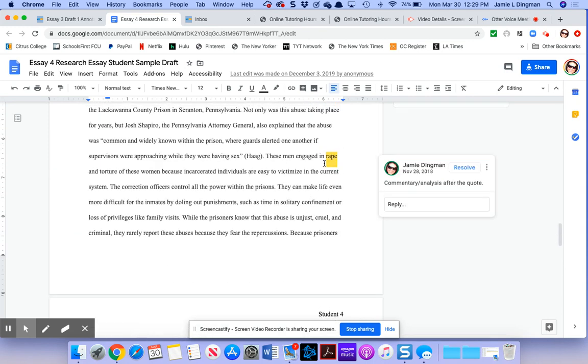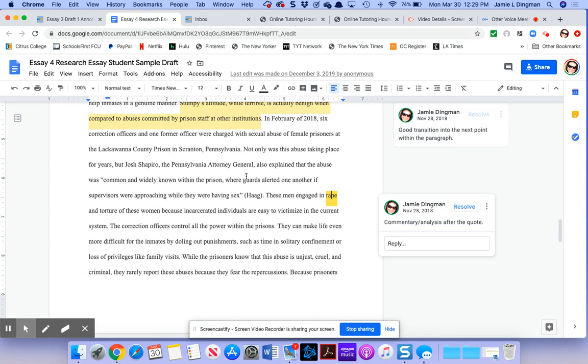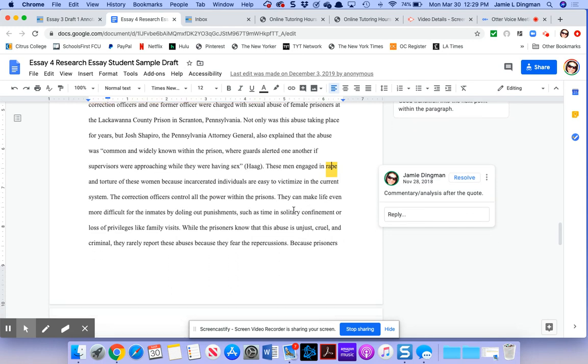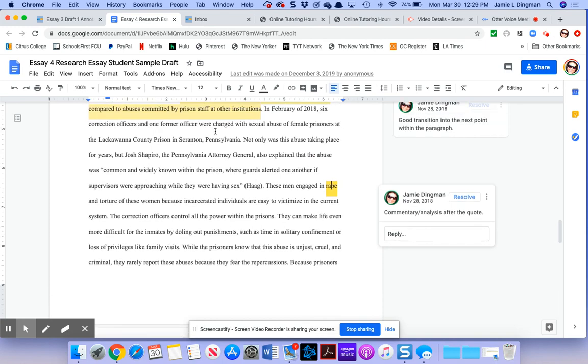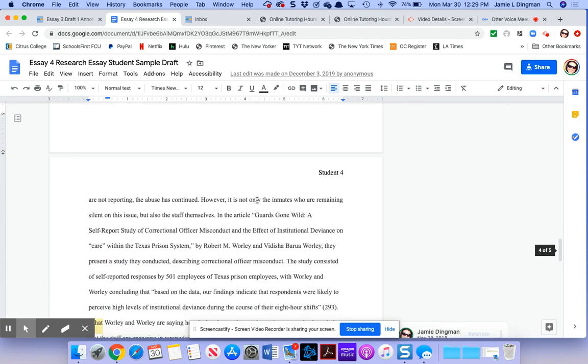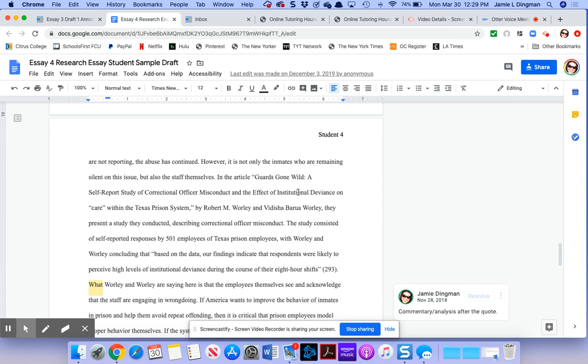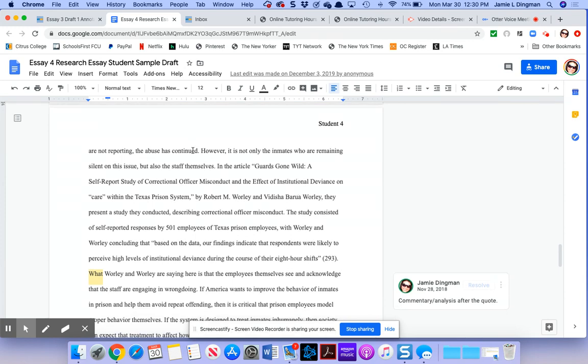Okay, so let's go back up here, right? So again, they dropped the quote about what was going on in Pennsylvania, and then they're commenting here, right, that this was rape and torture because of the position of power that the guards hold. Okay, and now they're transitioning into another point, right, that it's not just the inmates who don't report abuse, it's the guards themselves.